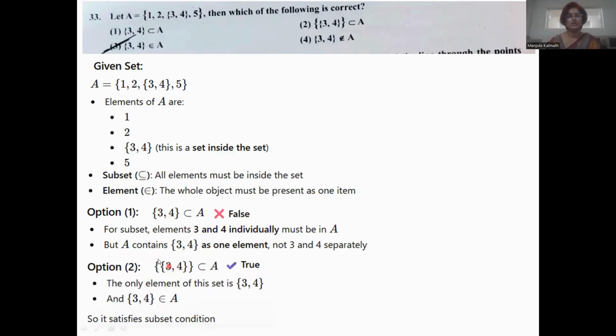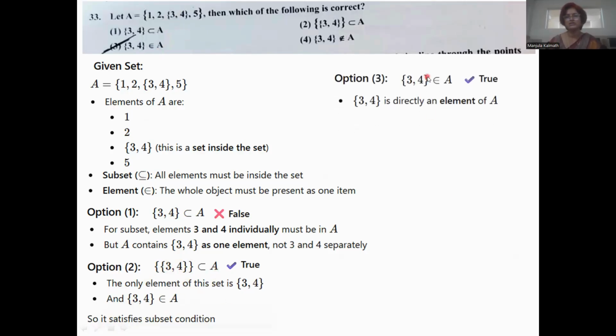Option 2, 3 comma 4 in brackets. Look here, it will be considered as a single component with bracket. Together it is taken in the other bracket, meaning now the indication is that this component belongs to this set. Now it is true that 3 comma 4 together, 3 4 together, is a single element belonging to set A. It is true here.